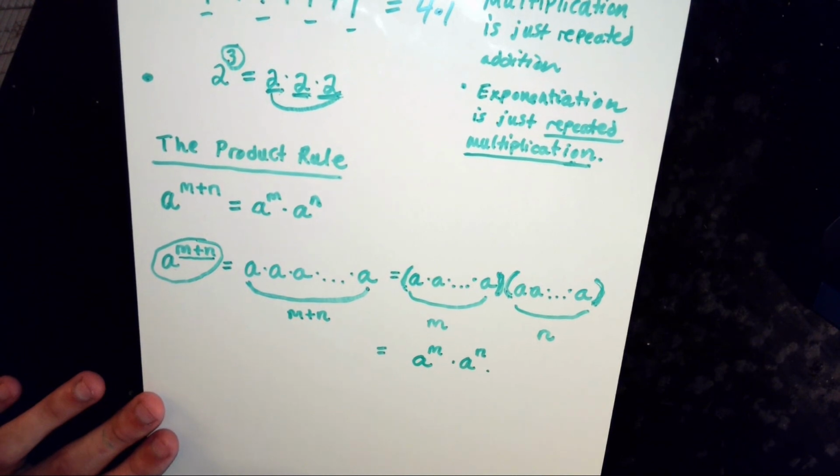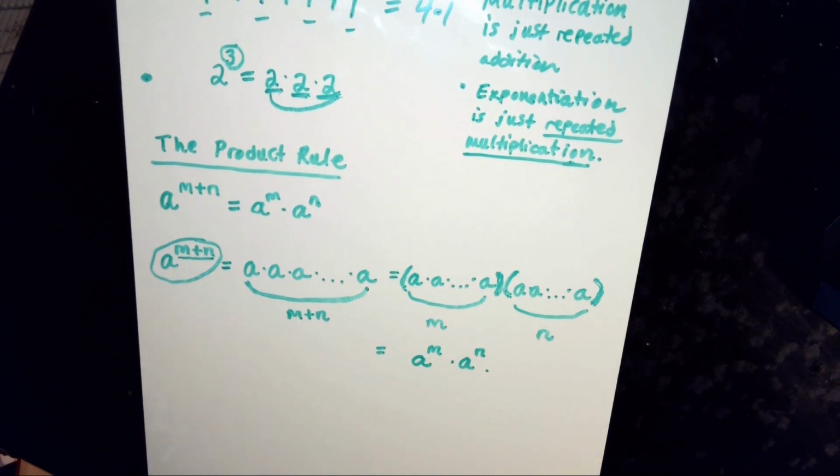And in the next video, we're going to go over the quotient rule, where it'll be something of the form a to the m minus n. But we'll get to that in the next video.